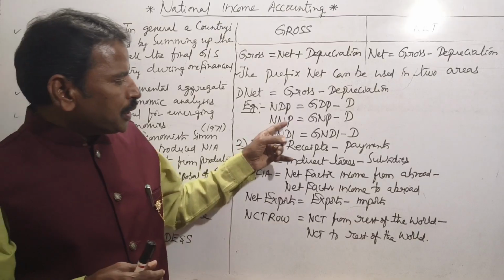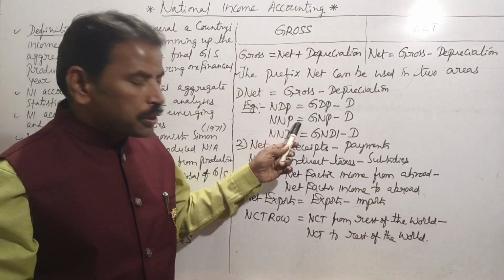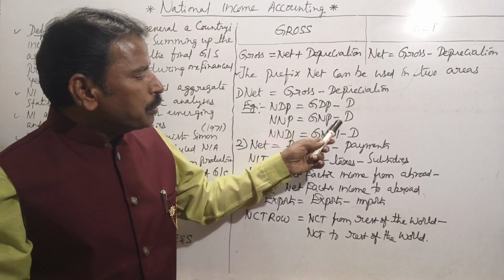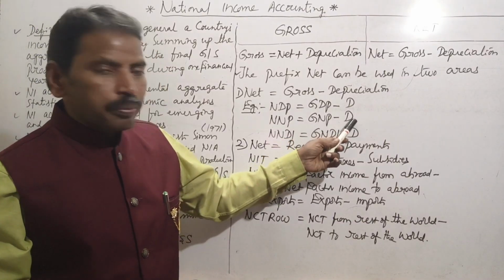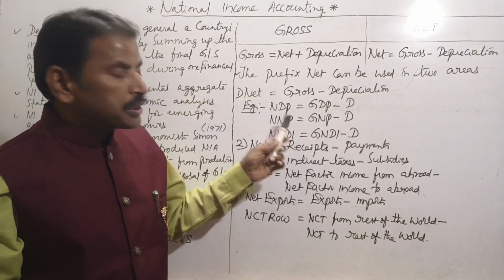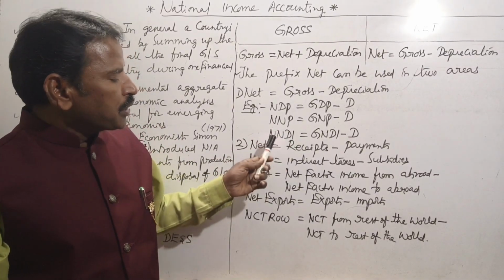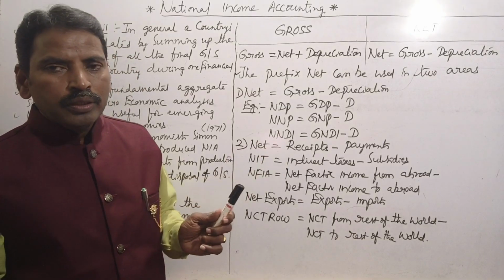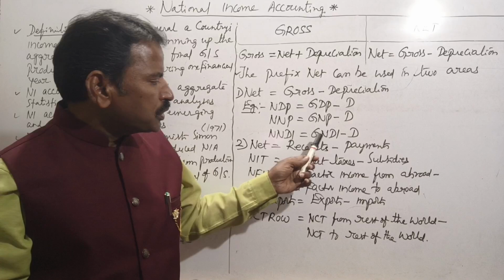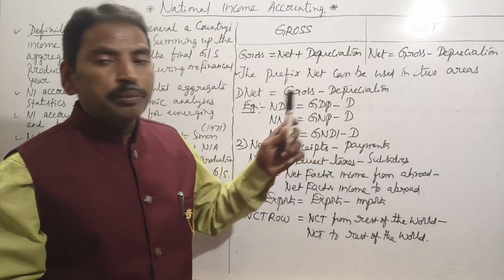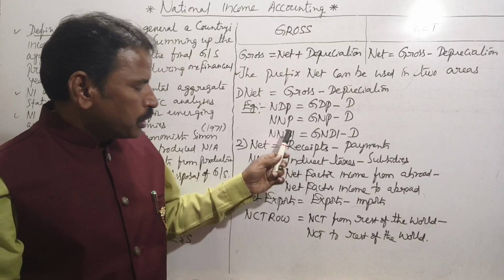Second, NNP, net national product. Net national product is equal to GNP minus depreciation. Gross national product minus depreciation is equal to net national product. Next, NNDI, net national disposable income. Net national disposable income is equal to gross national disposable income minus depreciation.